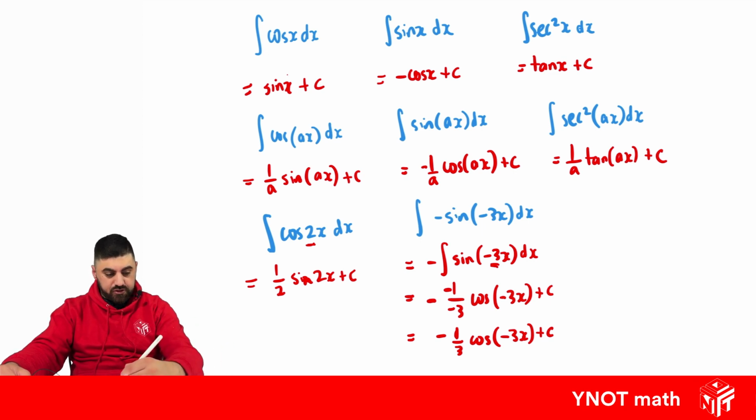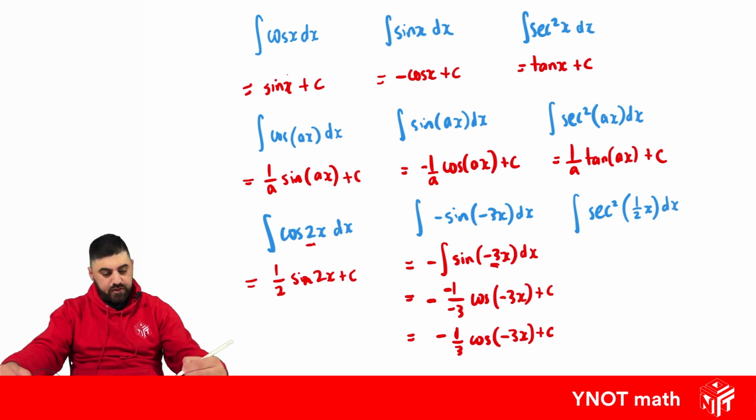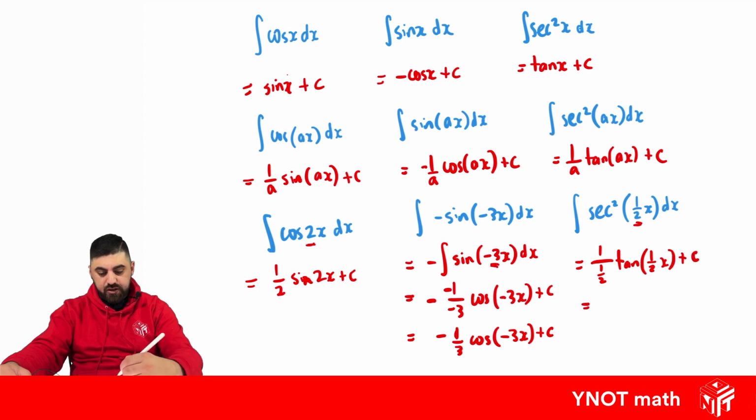Let's have a look at the integral of sec squared of a half x dx. So here we're going to get 1 on a, and our a is a half, so we're going to get 1 on a half, tan of ax, so tan of a half x plus a constant, and 1 on a half just gives us 2, so we get 2 tan of a half x plus a constant.